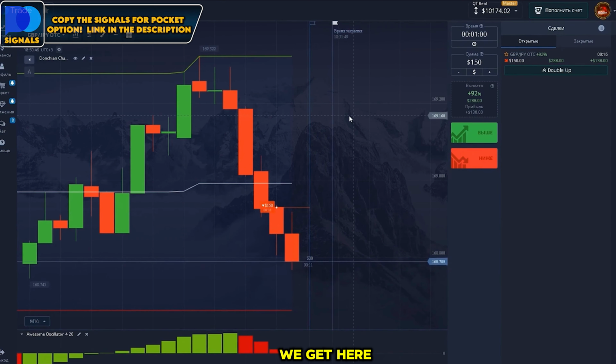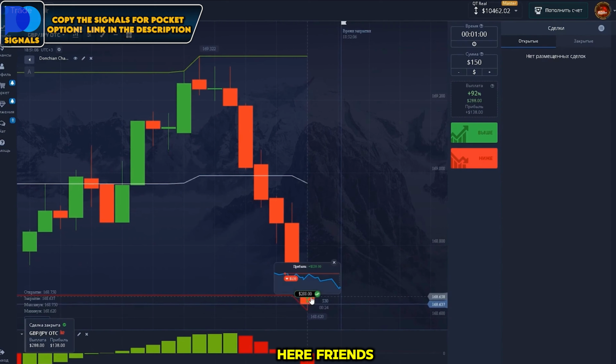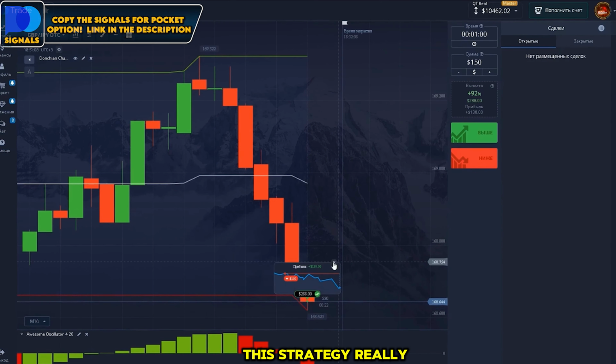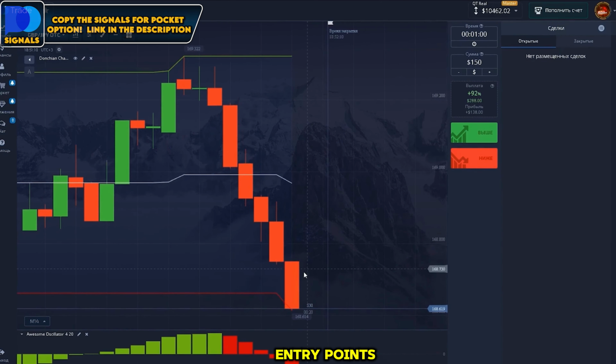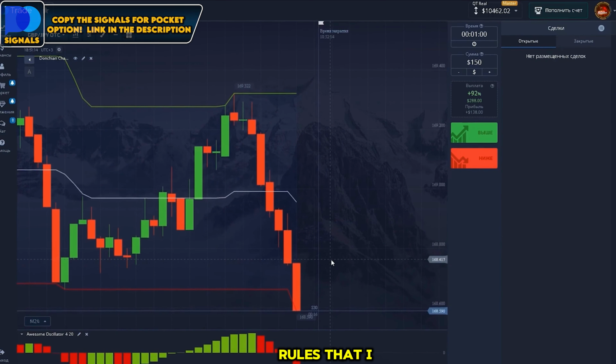Let's see what we get here. So, we are securing a profit of 300 points here. Friends, as you can see, this strategy really provides very good entry points if you open, as I mentioned earlier, according to certain rules that I am telling you about.